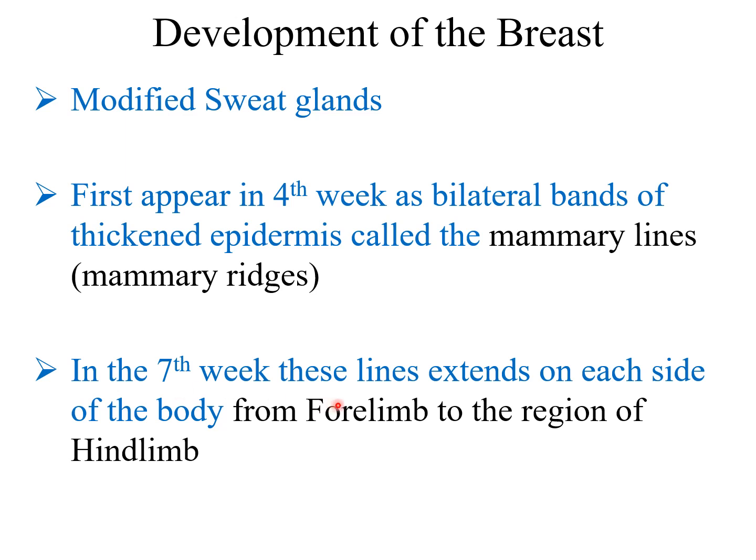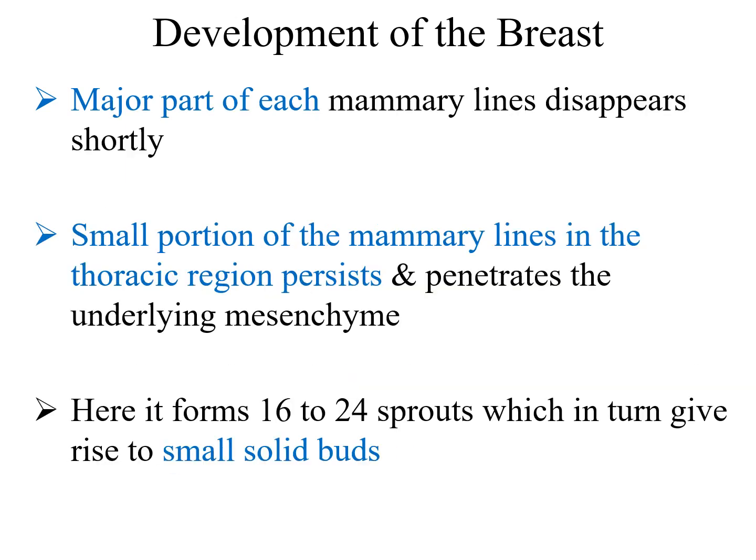In the seventh week, these lines extend on each side of the body from the forelimb, that is the upper limb, to the region of the hind limb, that is the lower limb. In the seventh week, extension takes place from upper limb to lower limb. Now, the major part of the mammary lines disappears shortly, as we have said that it starts from the axilla and goes down to the groin or inguinal region. So most of the part disappears, only the part which is present in the chest or thoracic region persists. A small portion of the mammary lines in the thoracic region persists and penetrates the underlying mesenchyme.